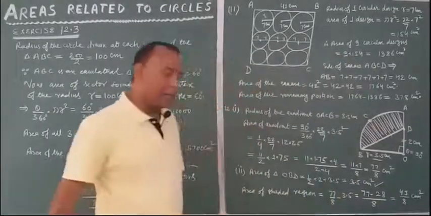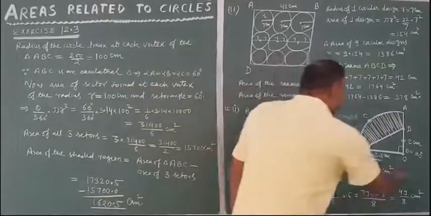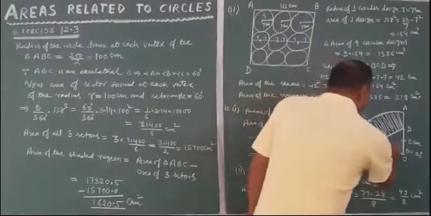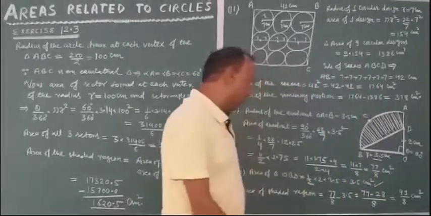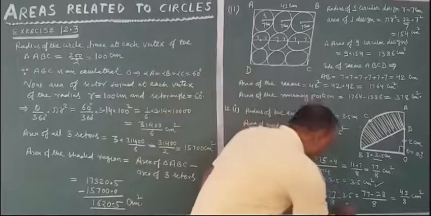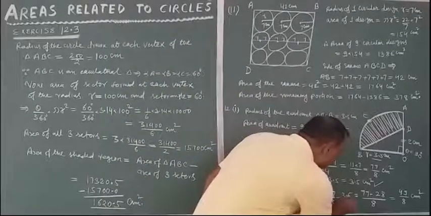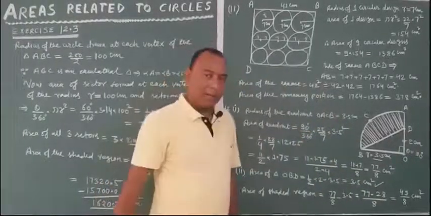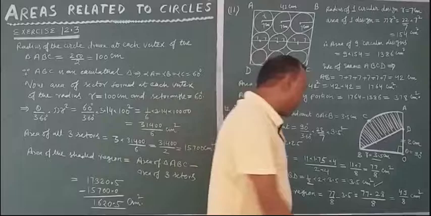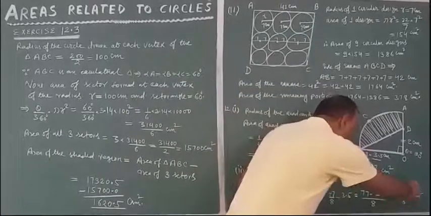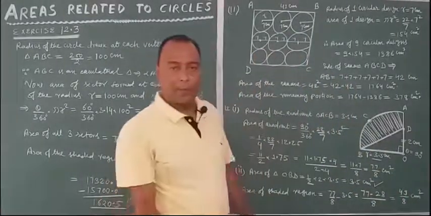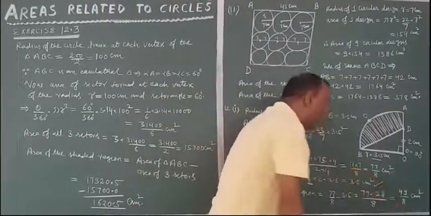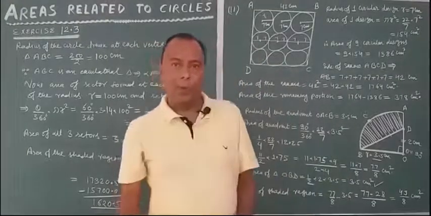Now the area of the shaded region will be the total area of the quadrant, which is 77 upon 8, minus the area of this triangle, which is 3.5. Now take the LCM. Here is nothing, here is 1. You will multiply 8 into 3.5 and you will get 28. So 77 minus 28 upon 8. When you subtract this, you will get 49 upon 8 centimeter square. So what is the area of the shaded region? That is 49 upon 8 centimeter square.